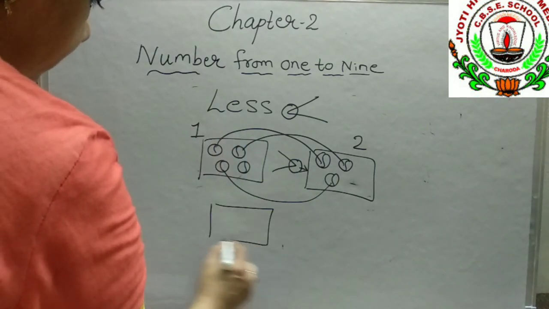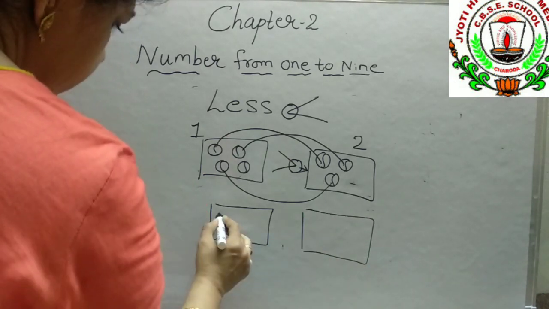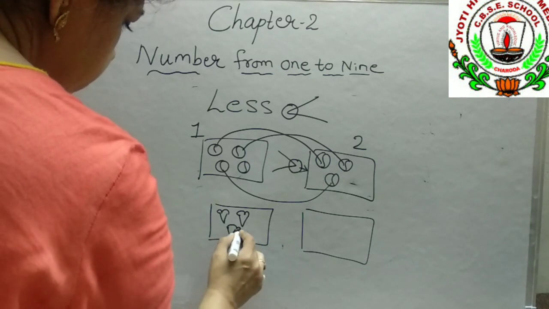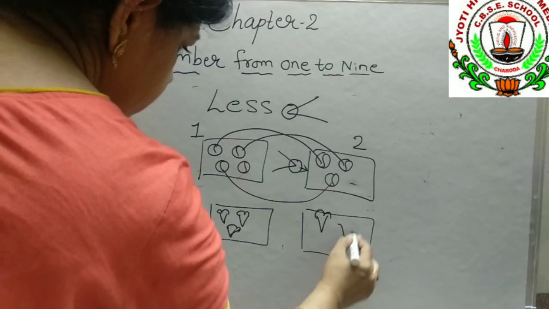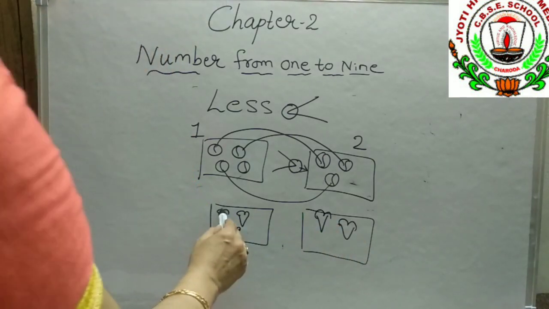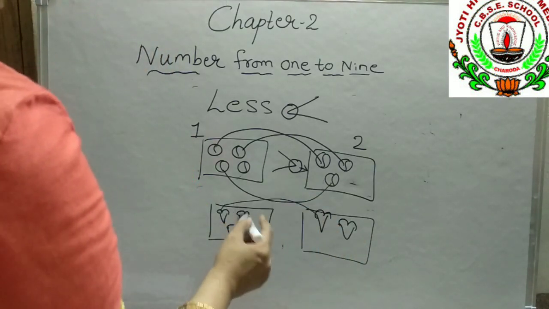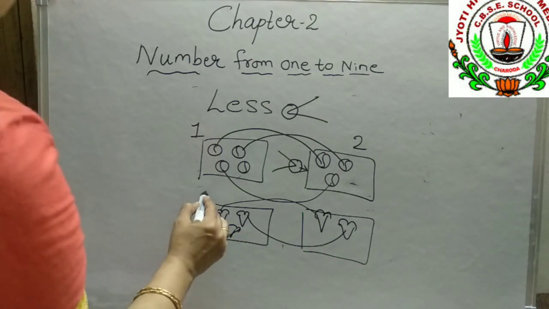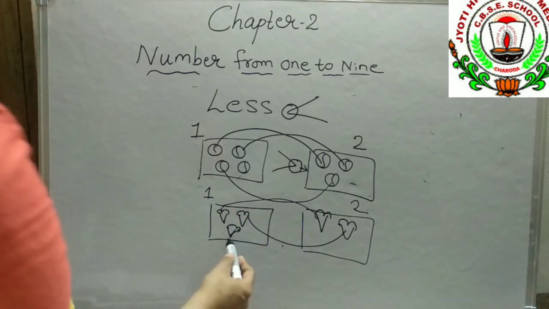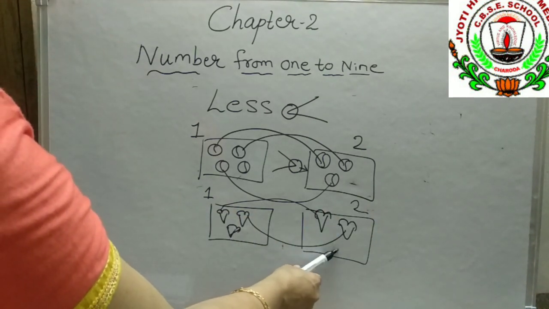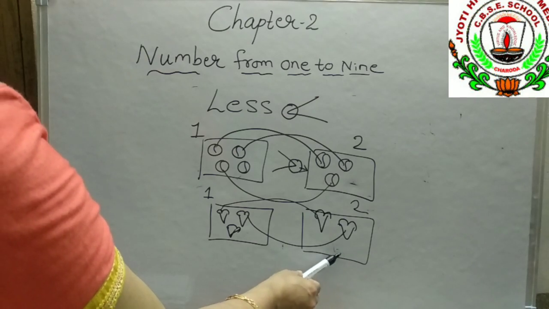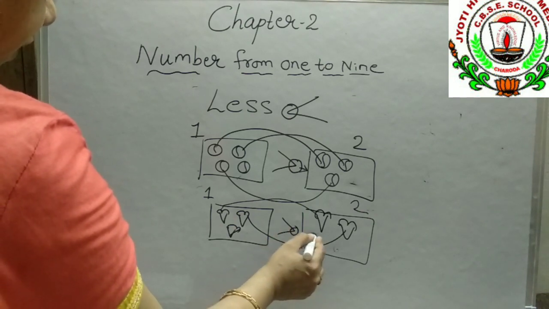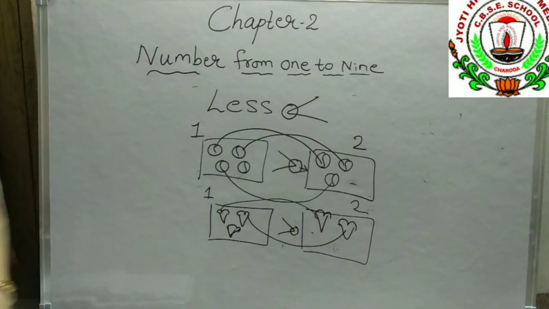Again we will take an example. I am drawing some ice cream here. So now we will compare this one ice cream, second ice cream. Now in which box is ice cream remaining? In the first box ice cream is remaining, and in the second box there is no ice cream. So the second box has less number of ice creams. So we will put the sign like this. The backward portion is toward the box which has less number of ice creams.